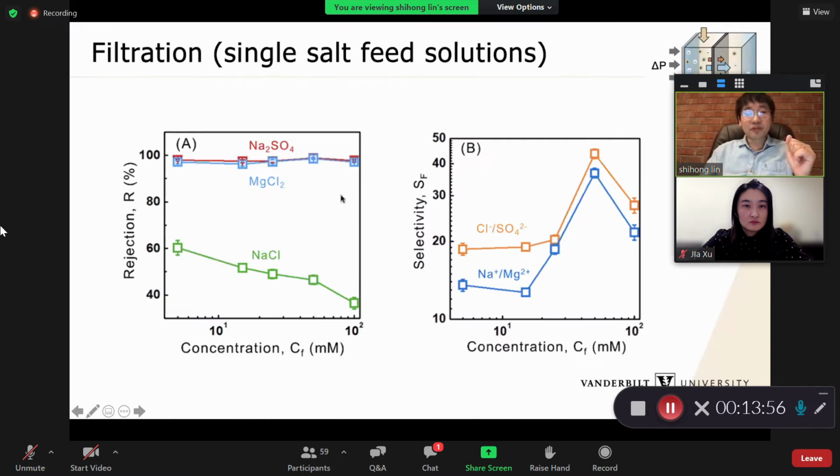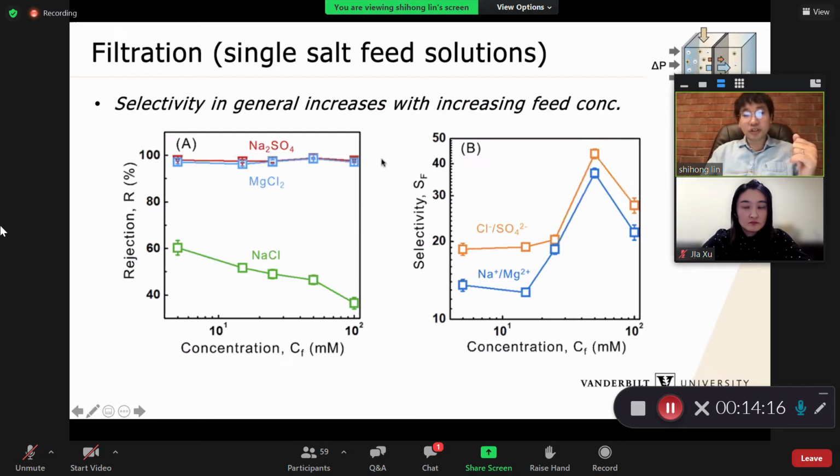So this is from the filtration experiments. As you can see here, these are the rejection for the sulfate salt, like the magnesium salt, which are close to 100%. And then as you increase the concentration, the sodium chloride rejection would go down. So the selectivity based on the definition would look like that. In general, the selectivity would increase with increasing feed concentration, except at this relatively high concentration range.